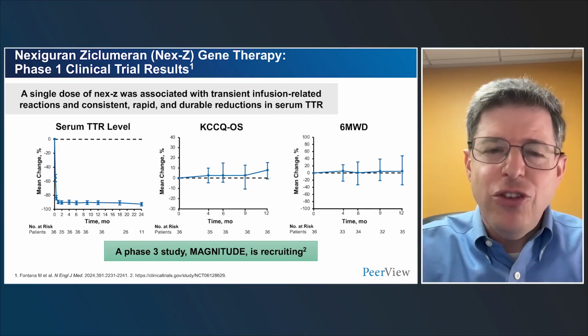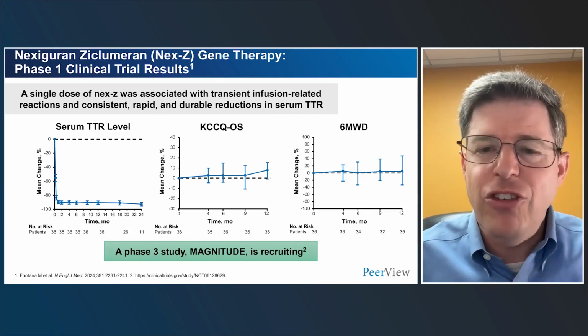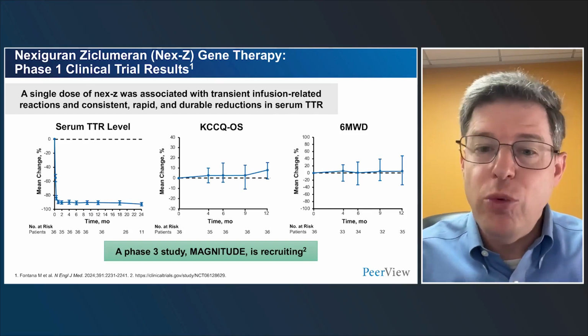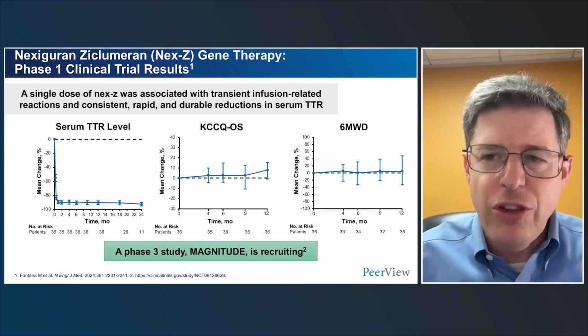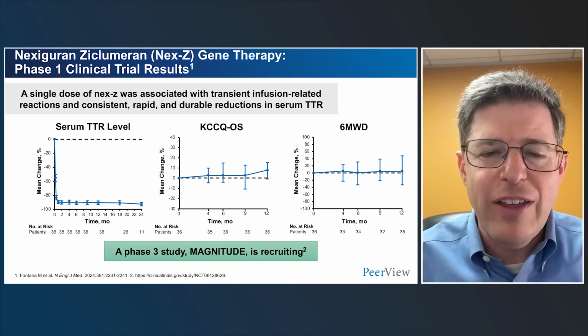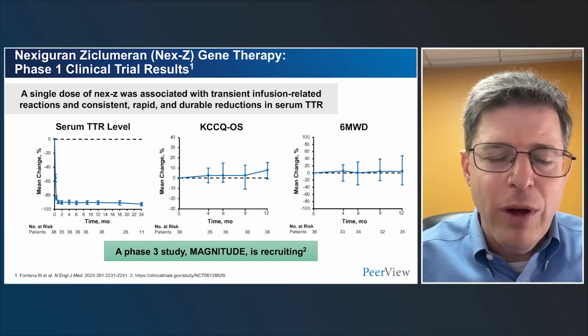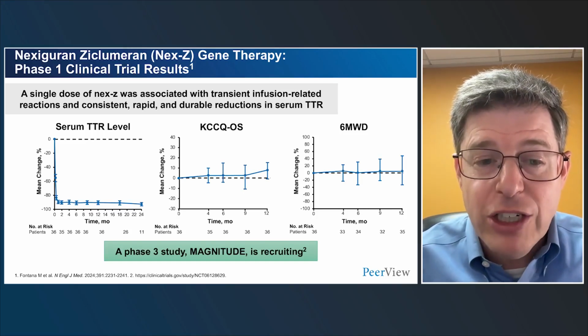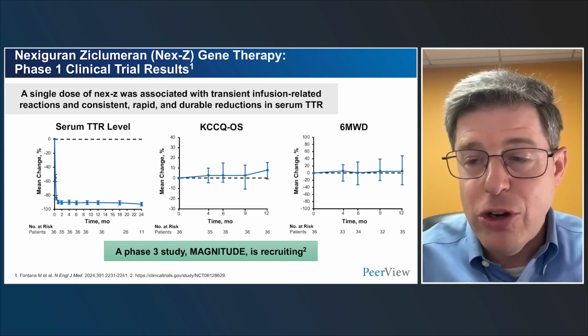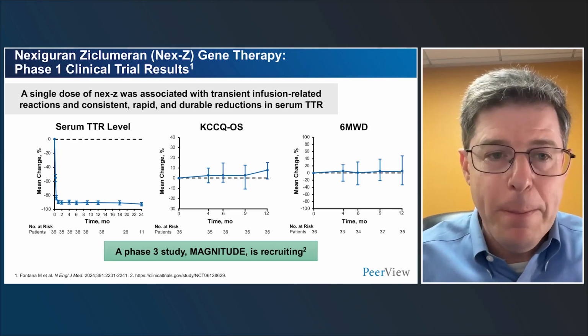What you can see now, this is from phase one data with KCCQ and a 6-minute walk, but you really see stability in those two markers. Take that for what it's worth. It's phase one data. I wouldn't take that for too much, but what we're all very interested in seeing is the results of the phase three study with this agent, a randomized double-blind placebo-controlled trial called MAGNITUDE.